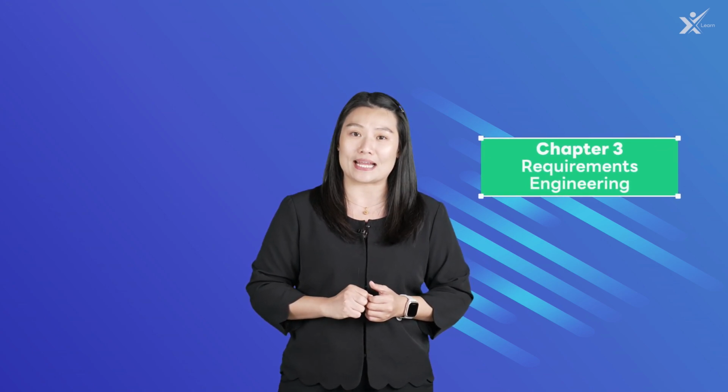Then we move on to chapter 3, where we talk about requirements engineering. In this chapter, we talk about the requirements engineering processes. How can we gather the requirements from the stakeholders? How can we specify those requirements in the document? How can we validate those requirements? And how can we manage the change of the requirements, right?